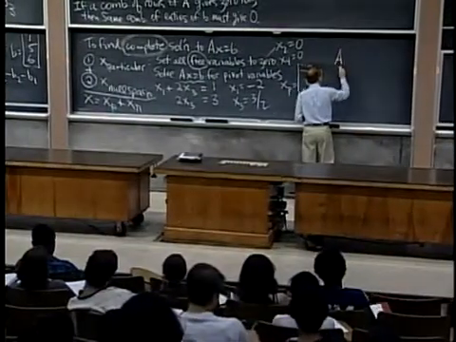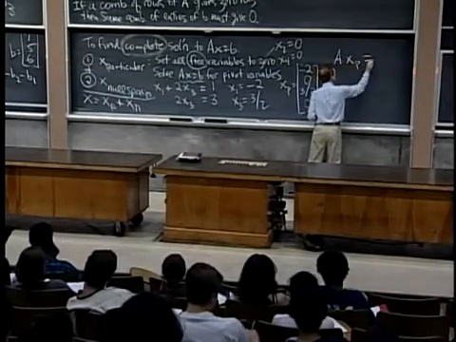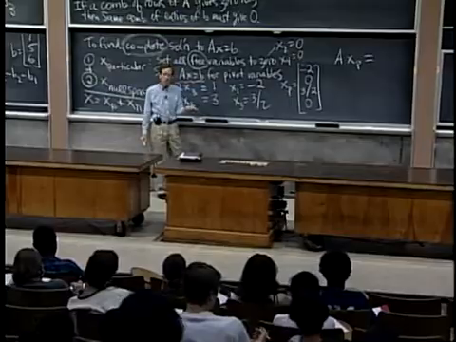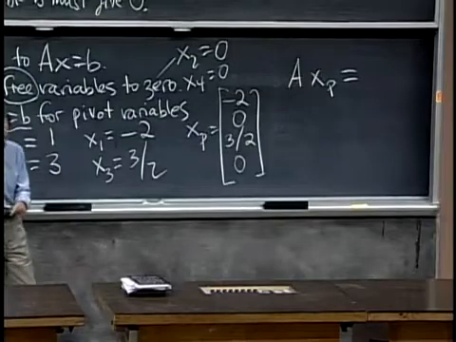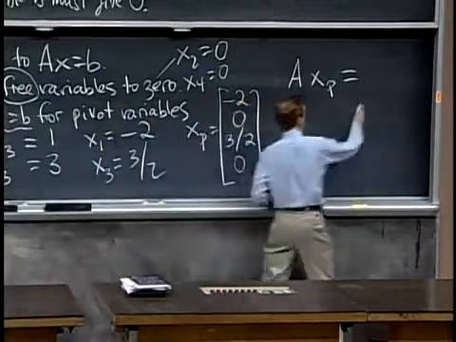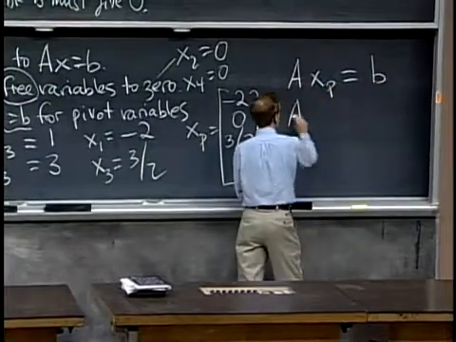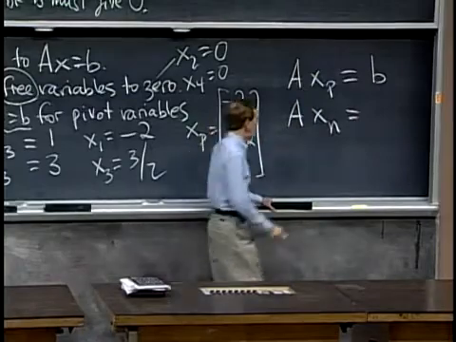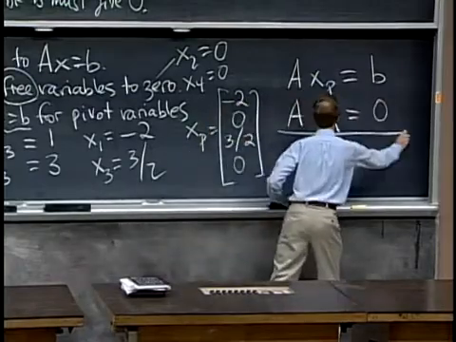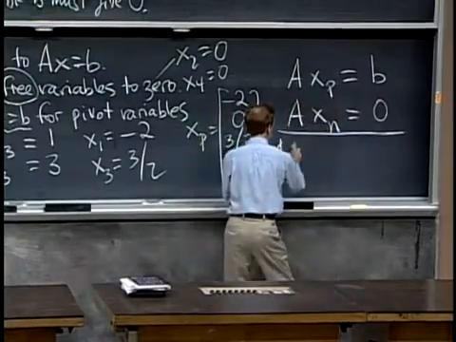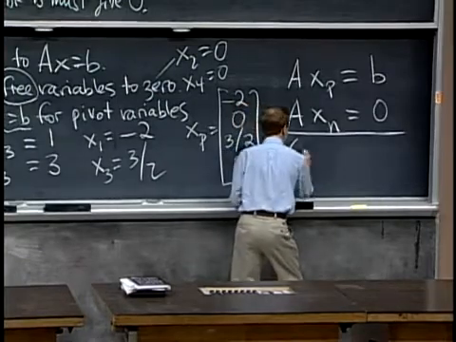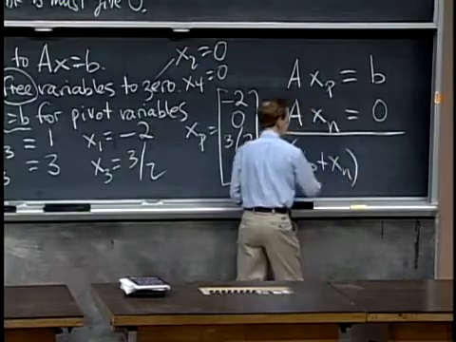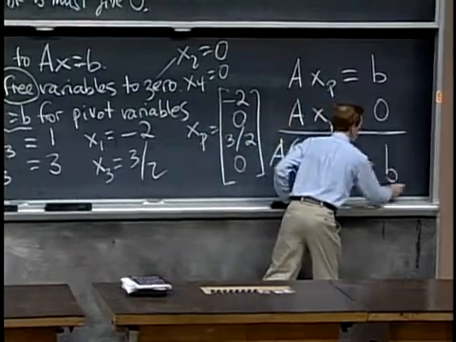A xp, so that's x particular. So what does A x particular give? That gives the correct right-hand side b. And what does A times an x in the null space give? 0. So I add, and I put in parentheses, A times (xp plus xn) is b plus 0, which is b.